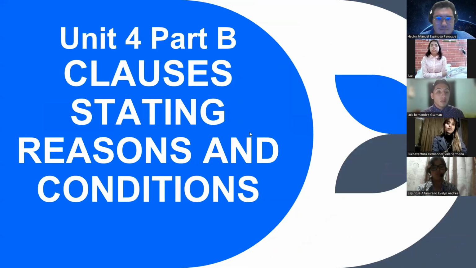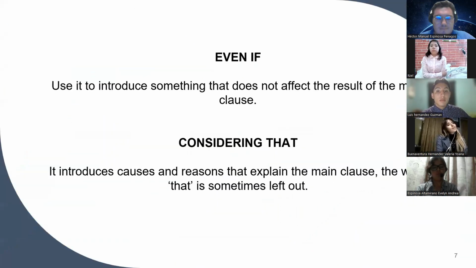Unit 4, Part B, clauses of reason and conditions. The first is even if. Use it to introduce something that does not affect the result of the main clause. And consider that introduces clauses of reason that explain the main clause. The word that is sometimes left out.